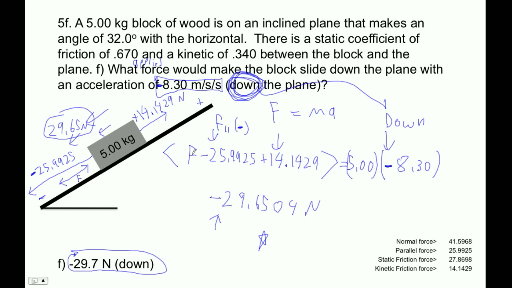Unknown forces, always make them positive. Parallel force is always negative. Friction could be positive or negative. That's the generic sliding on the plane setup. And then we just have to keep in mind which way we're accelerating.